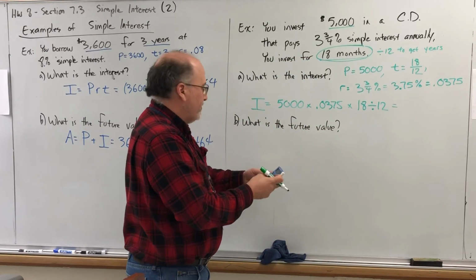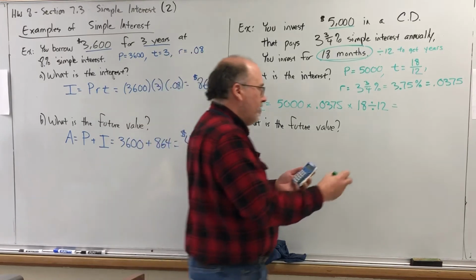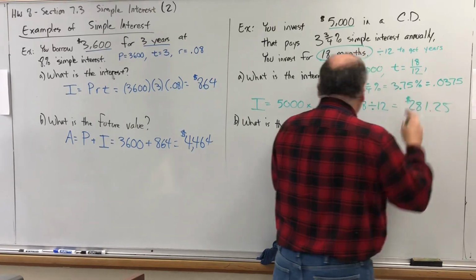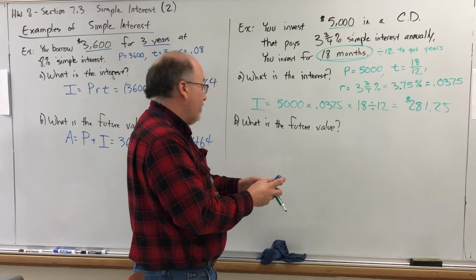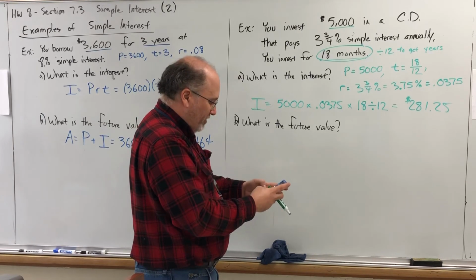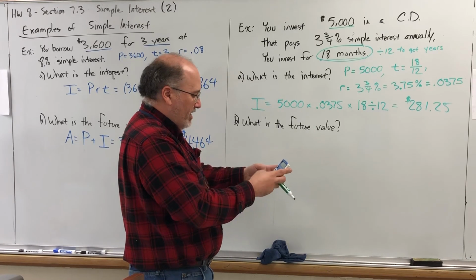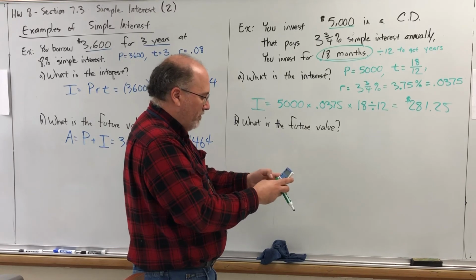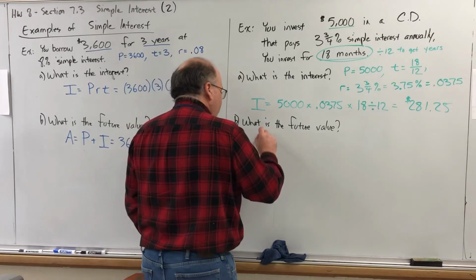5,000 times 0.0375 times 18 divided by 12 is exactly $281.25. I thought it was going to be a whole number, so let me just do it one more time. I could be wrong. Wouldn't be the first time. Oh, that's not right. Let's try that again. 5,000 times 0.0375 times 18 divided by 12. Yep, $281.25.